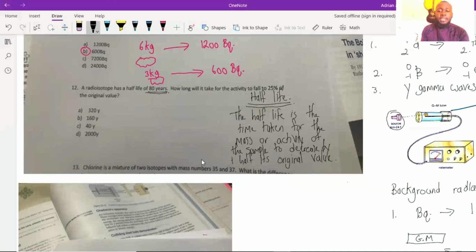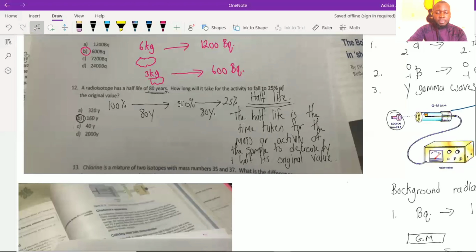How long will it take for the activity to fall to 25%? Well, the activity starts at 100% before any time has passed. And at 100%, it's going to move to half its number, 50%, over a period of 80 years, because that's the half-life. So from 50%, what's a half of 50%? Yup, 25. How long does it take to move from the 50% to the 25? Again, it's a half of the activity, so it's another 80 years. If we add these two together, we get the total amount of years for it to move from 100% to 25%. 80 plus 80 is 160. There we go. The answer is B.